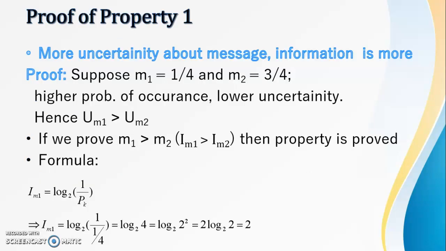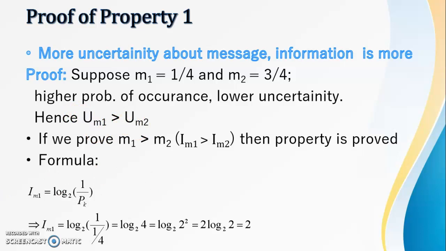Now we solve the first proof of our property. Property 1 says, if there is uncertainty about a message, it means information is more. Suppose there are two messages with the probability of occurring M1 equals to 1 by 4 and M2 equals to 3 by 4. Now we know that the higher probability of occurrence denotes the lower uncertainty. Hence, uncertainty of message 1 will be greater than uncertainty of message 2. It is denoted by UM1 greater than UM2.